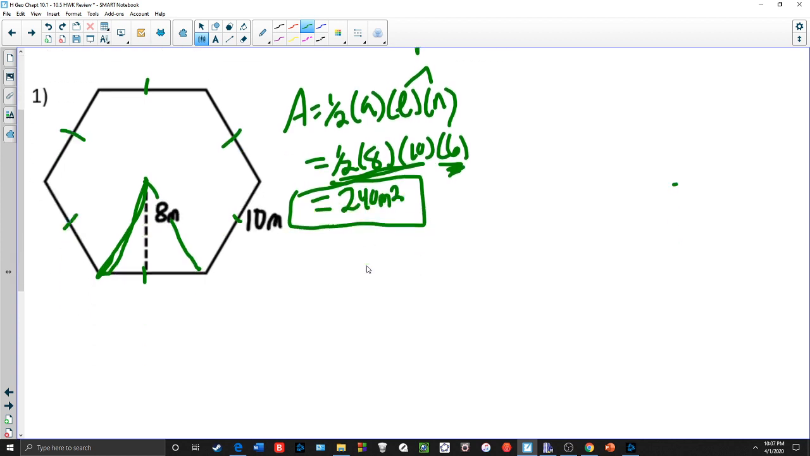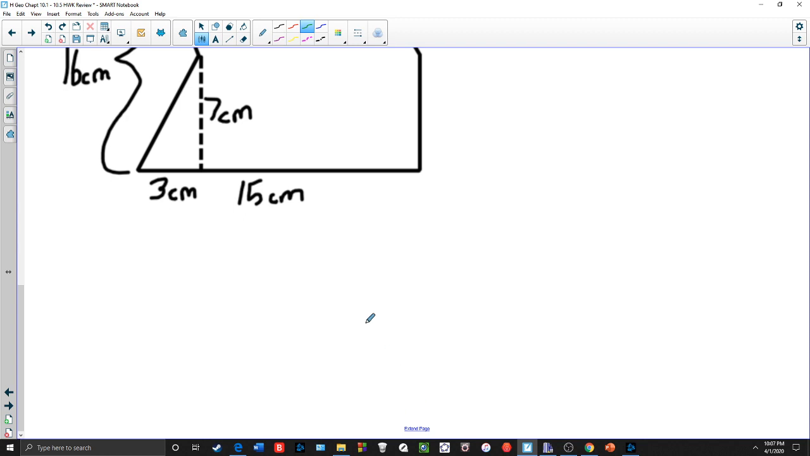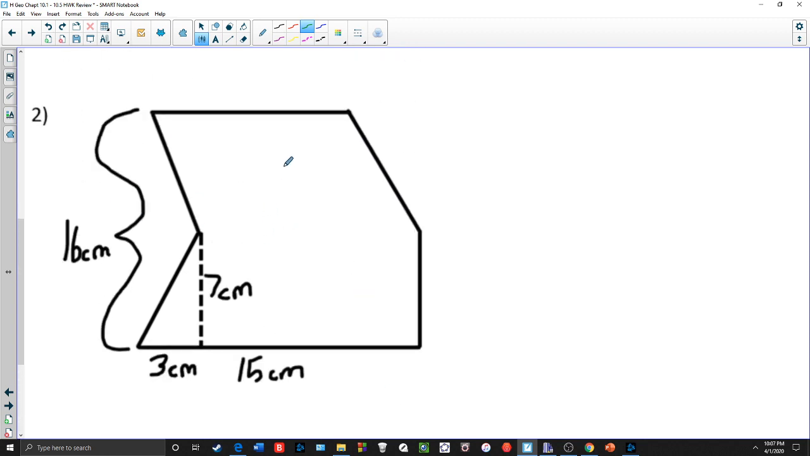Again, very simple, straightforward one to start with. This one is a composite shape. So this one we have to kind of split up ourselves and add them back together because we want the area of the entire shape. Now, how you split it up is kind of up to you. What I would do is I would cut it right here.